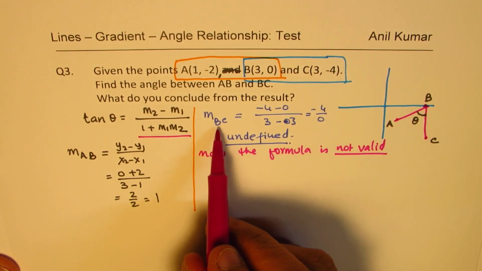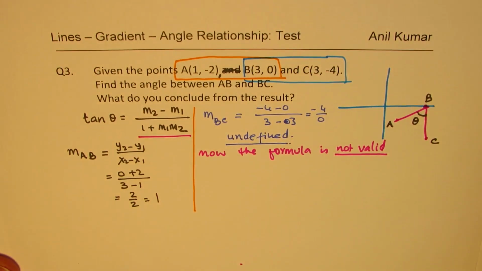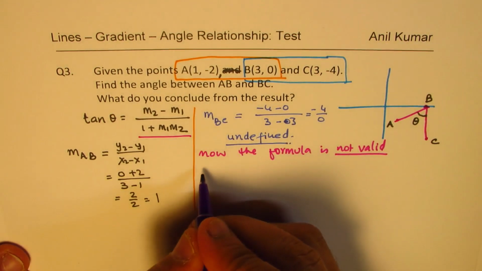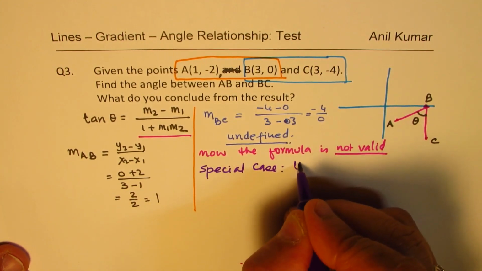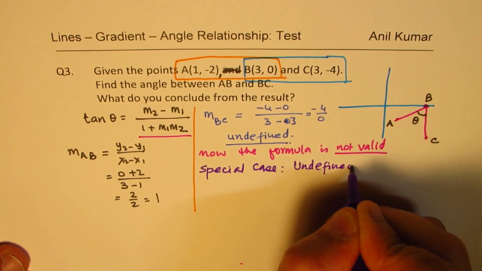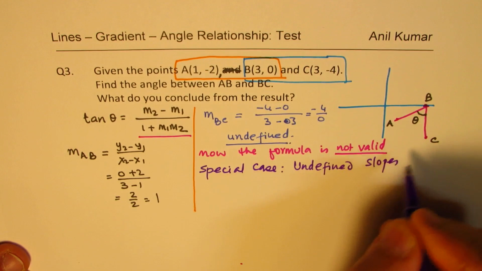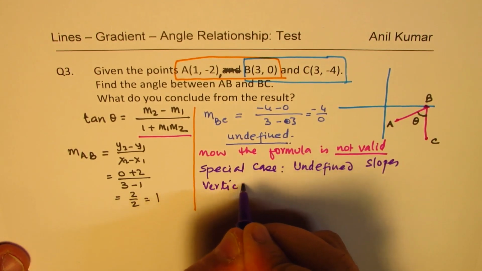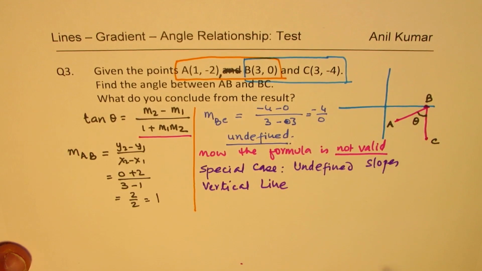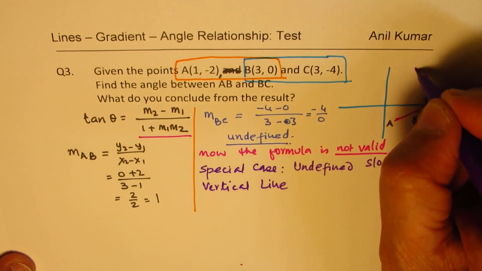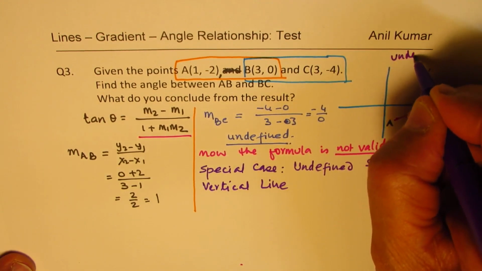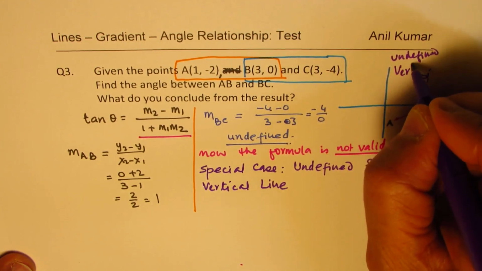Because the value of m2 is undefined, you cannot use the value. Do you see that? Now in such cases, what do you do? We say this is a special case, with undefined slopes. Undefined means a vertical line. Clear? So that means this line which we are talking about, BC, is actually a vertical line, right? So this is undefined slope. It's a vertical line.